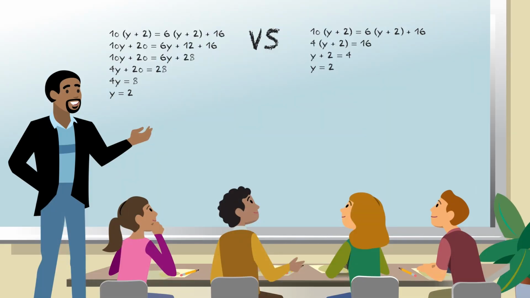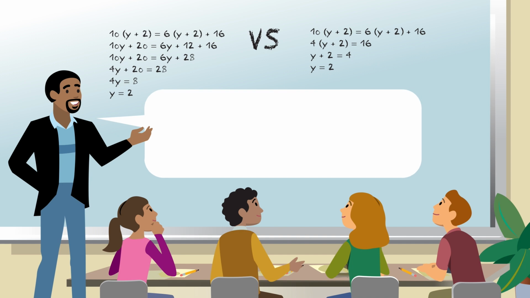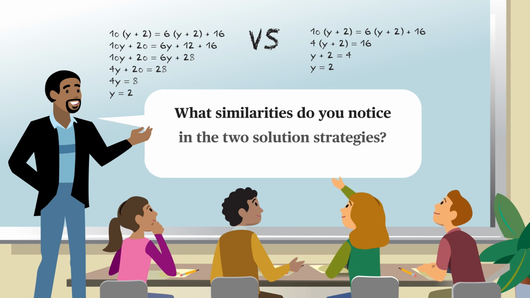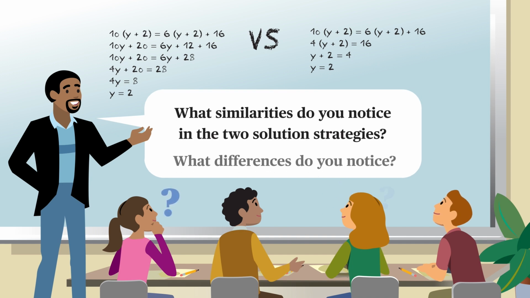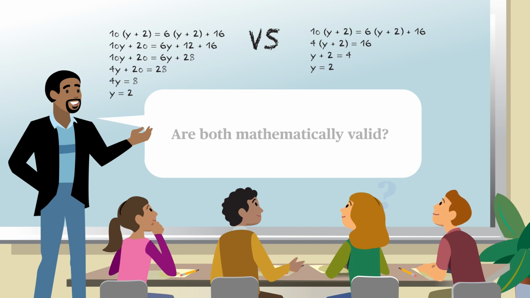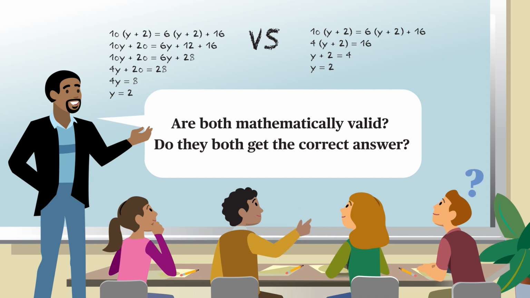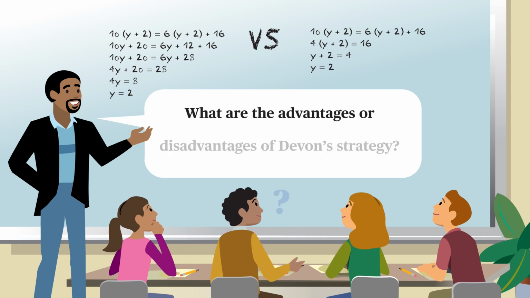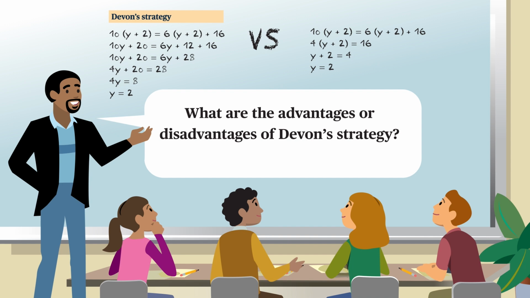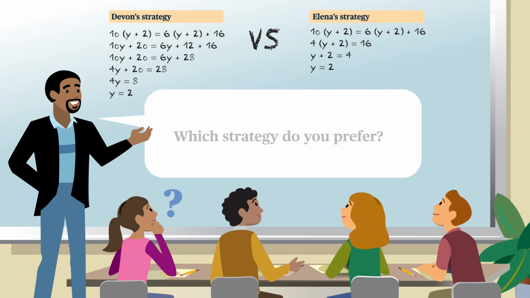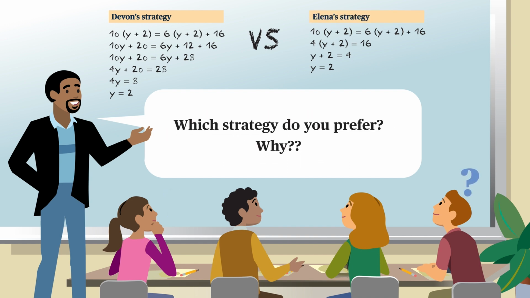This will allow them to compare solution strategies and consider the accuracy, efficiency, and applicability of various combinations of solution steps. Using the same problem as we used in strategy number 1 prompts students to compare the solution methods using small or large group discussion questions, such as, what similarities do you notice in the two solution strategies? What differences do you notice? Are both mathematically valid? Do they both get the correct answer? What are the advantages or disadvantages of Devon's strategy? What about Elena's? Which strategy do you prefer and why?